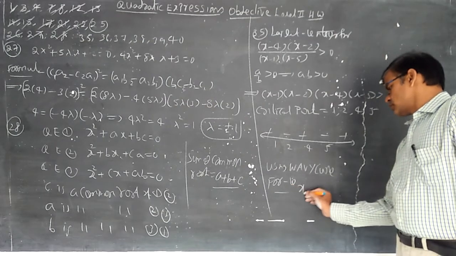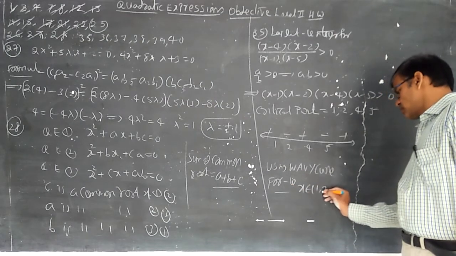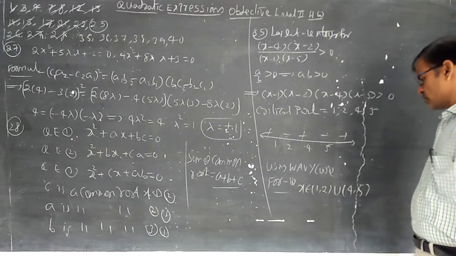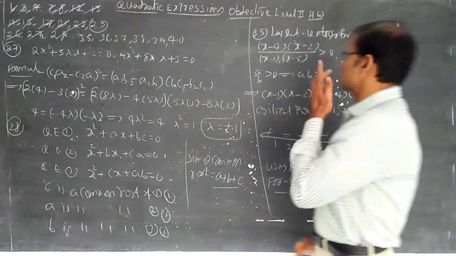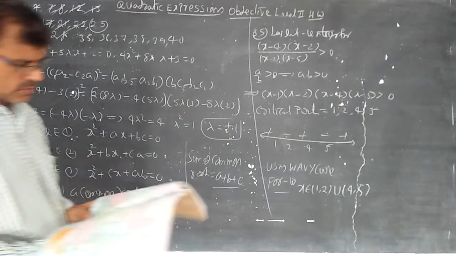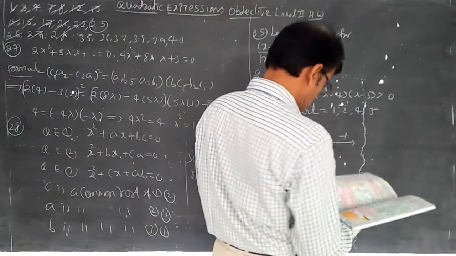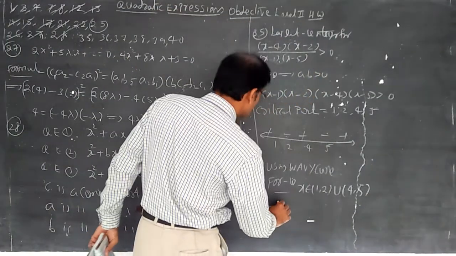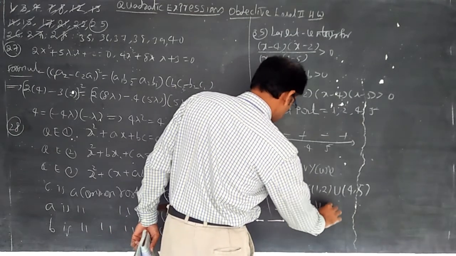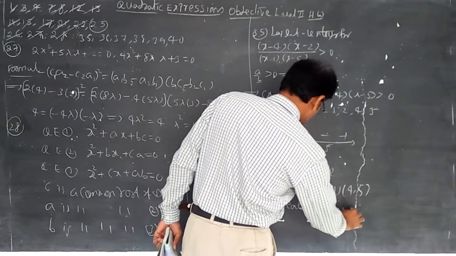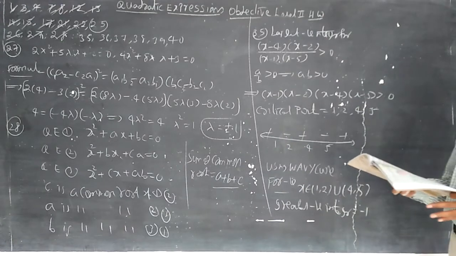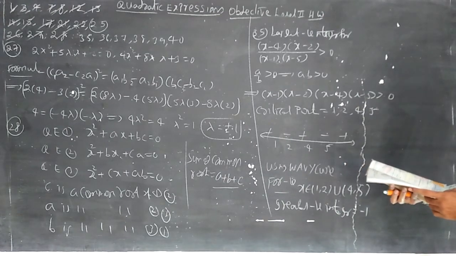For negative, x belongs to (1, 2) union (4, 5). So lesser than 1 is the greatest negative integer. So minus 1 should be the option, that's all. According to the options, the greatest negative integer is minus 1. Of course, there is no negative integer we got.